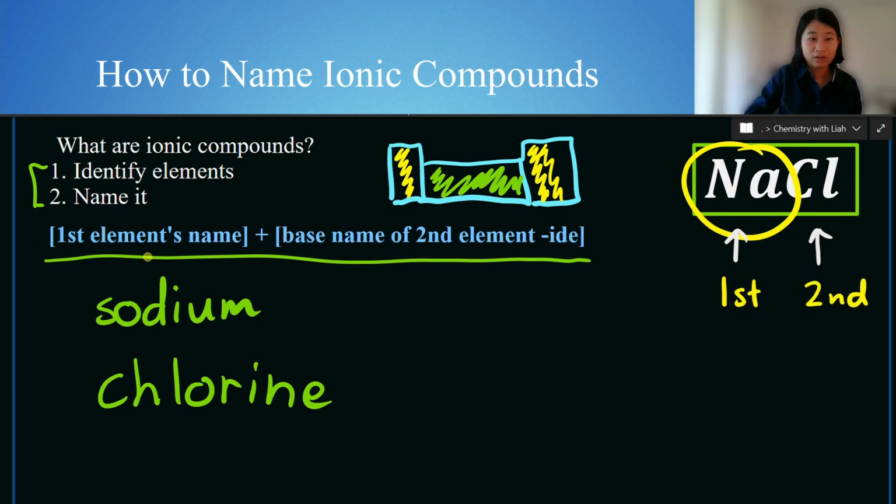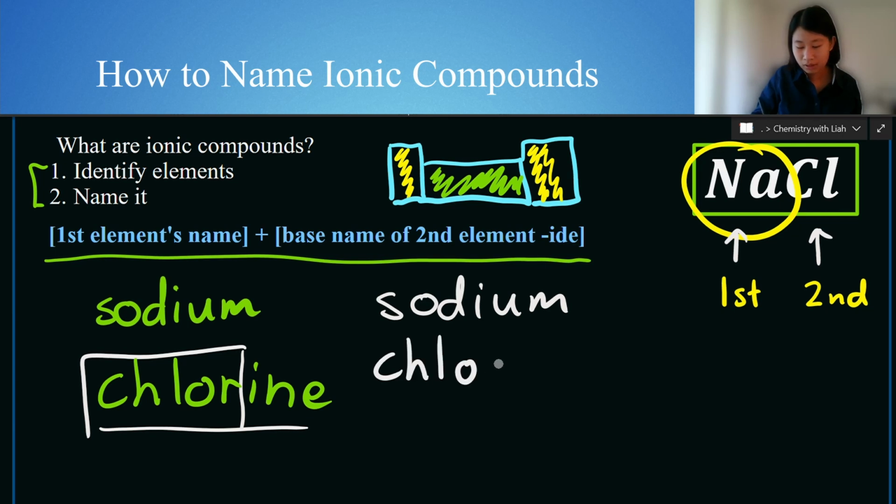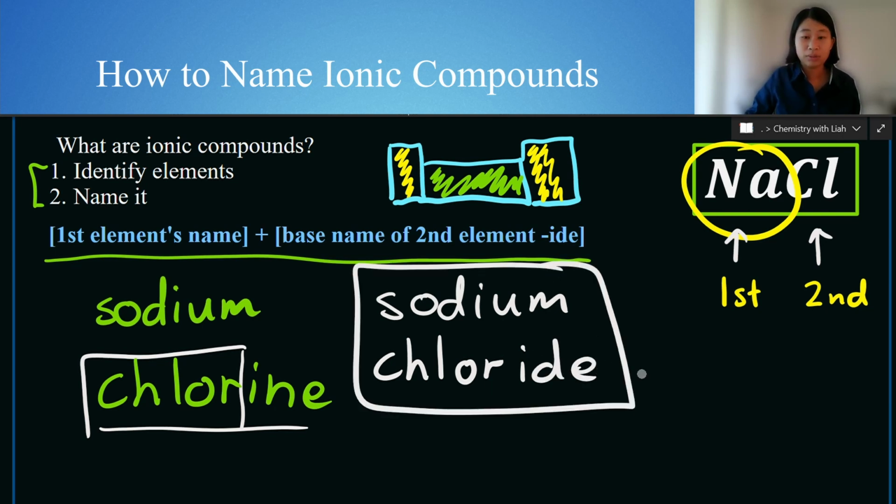So we're going to write the full name of the first element according to our little formula. So we're going to have sodium, and then we're going to have another word, and that's going to be the base name of the second element with the ending IDE. The second element is chlorine, and its base name is going to be chlor. And that's going to have the ending IDE. So I'll add that, making this sodium chloride for the name of this formula.